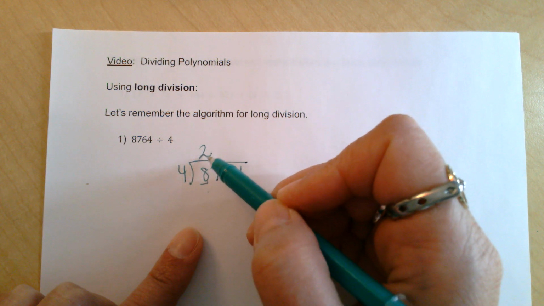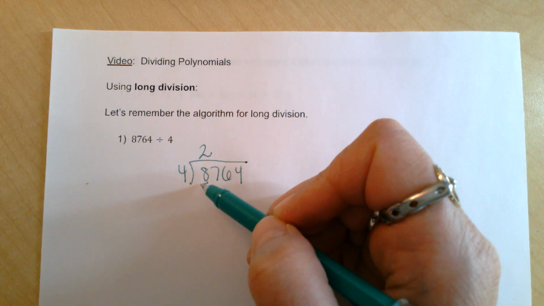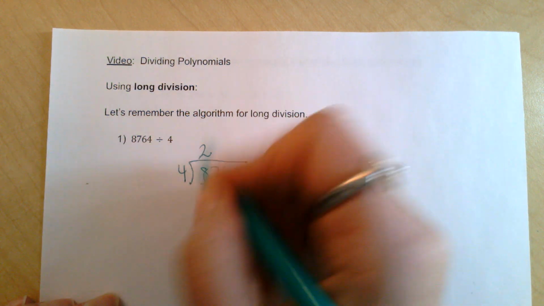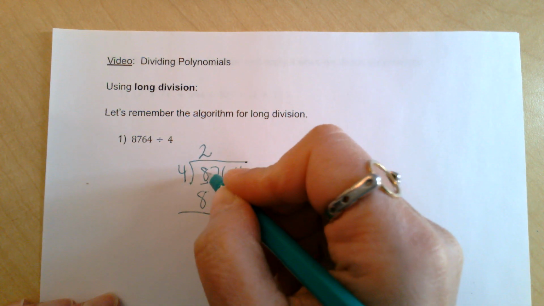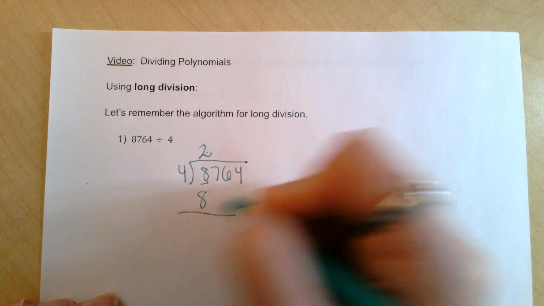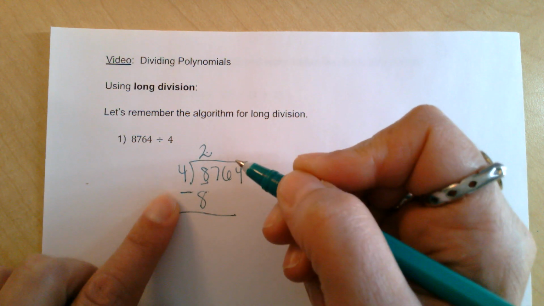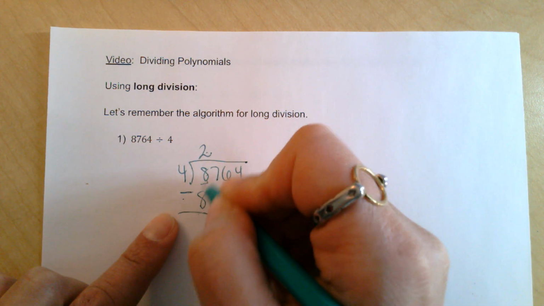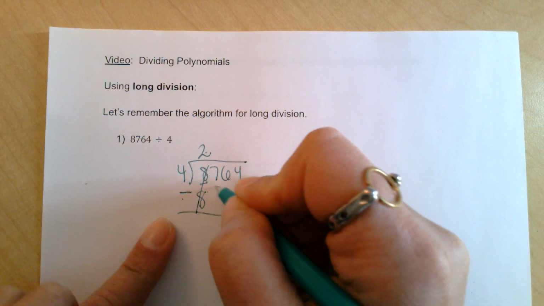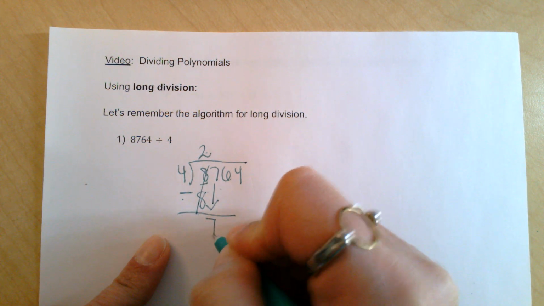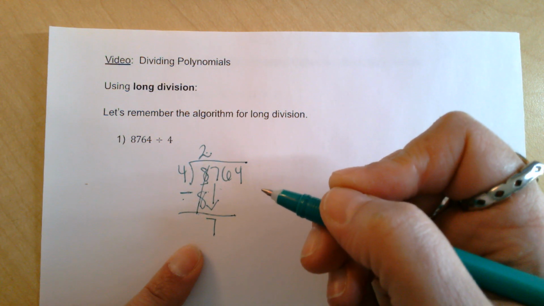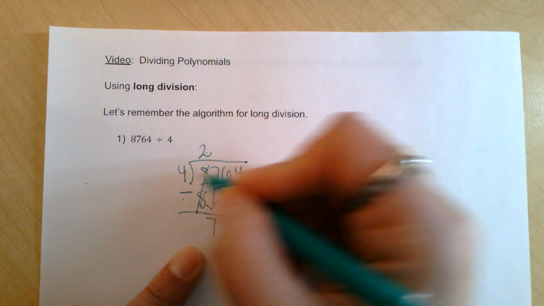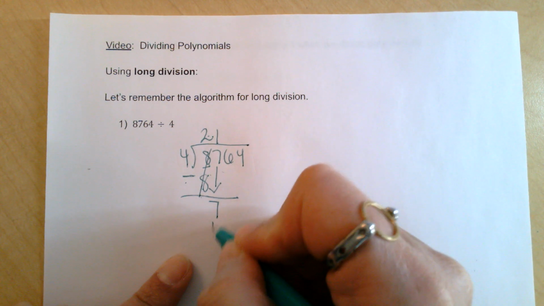So we have to know what number we have to multiply by 4 to get to 8. And 2 times 4 is 8. So we're going to write it here, and then it's always subtraction here. 8 minus 8 crosses out, it's 0. We're going to bring down our next number, which is 7. Can we divide 7 by 4? Well, 4 times 1 gives us 4.